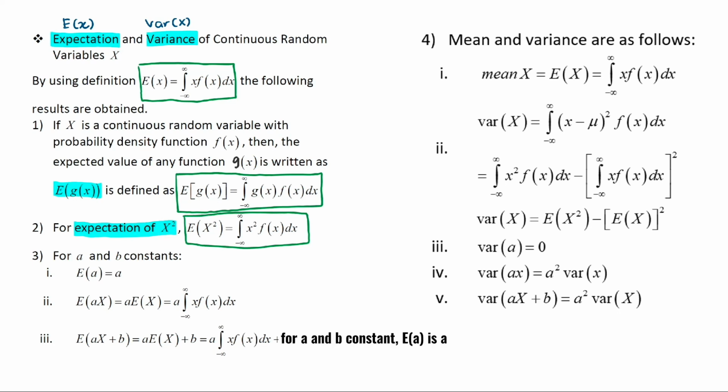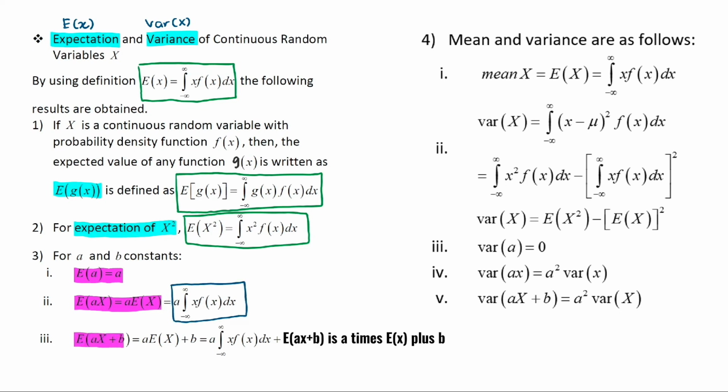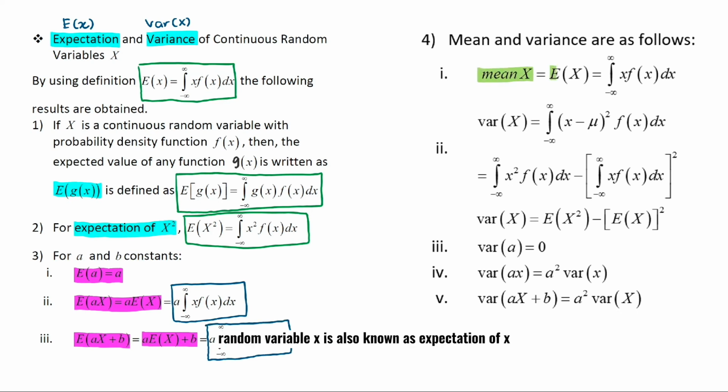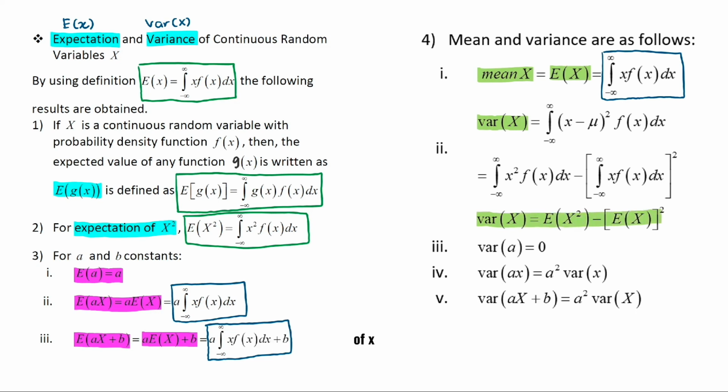For a and b constants, expectation of a is a. Expectation of a times x is a times expectation of x. Expectation of a times x plus b is a times expectation of x plus b. The mean of continuous random variable x is also known as expectation of x. The variance of continuous random variable x is expectation of x square minus the square of the expectation of x.